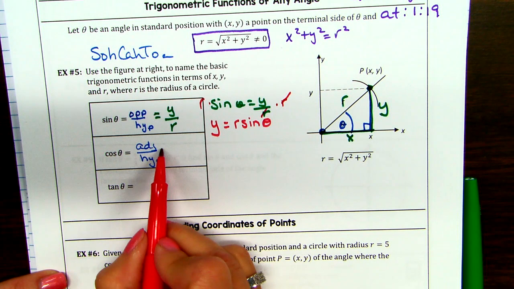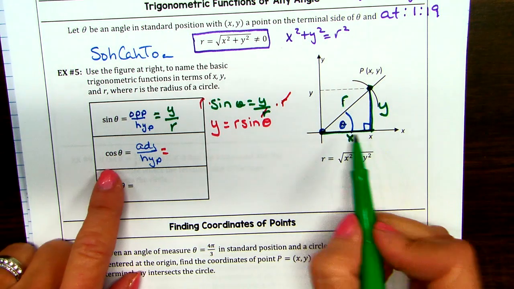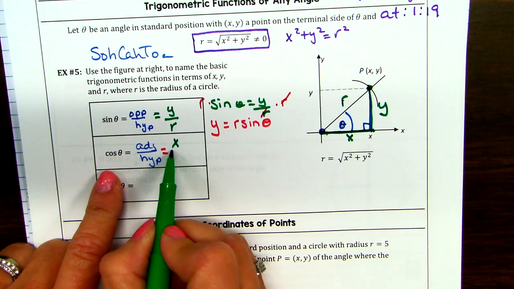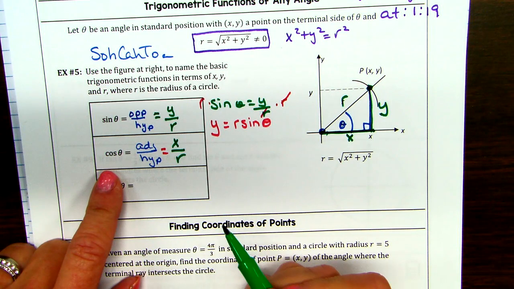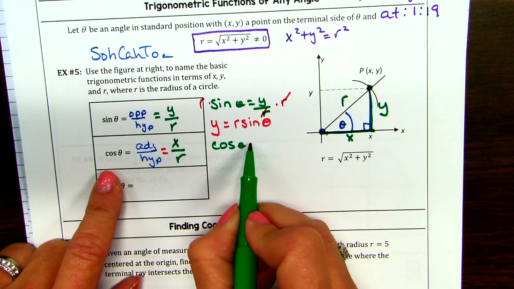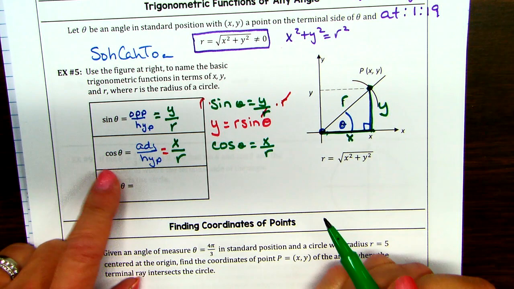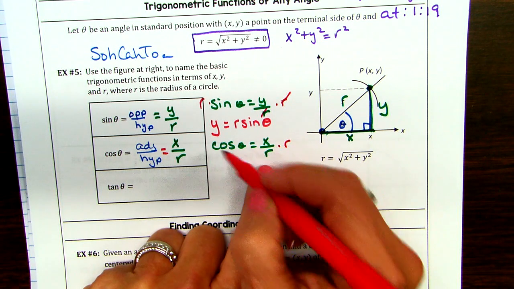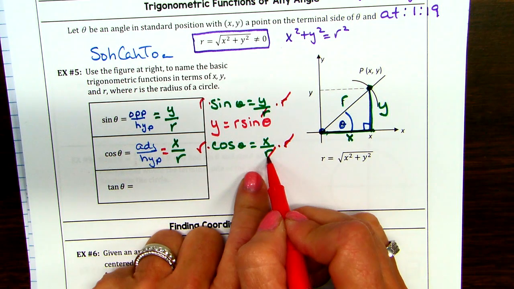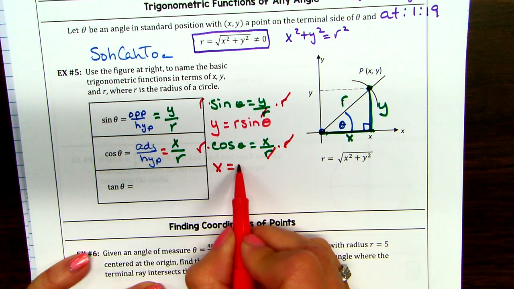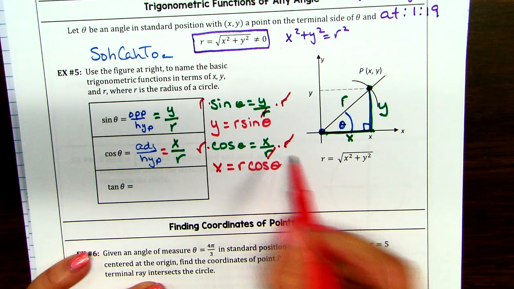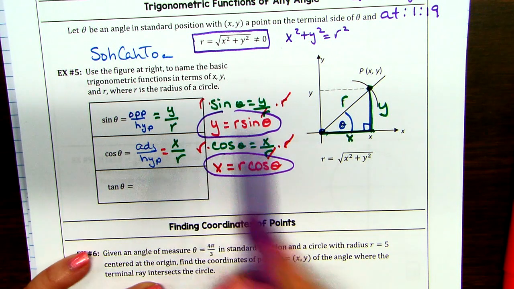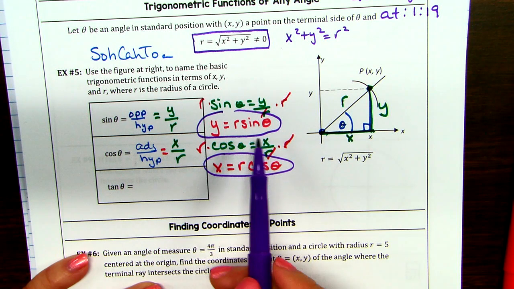I can do the same thing with adjacent. With cosine. Cosine is adjacent, which we've called x in this picture, over hypotenuse, which we called r. So cosine of theta equals x over r, and let's isolate the x, get x by itself. Multiply both sides by r, r's cancel, and then I'm going to put x over here. X equals r times cosine theta. So what we have here are two, again, I'm going to use the word modified equations, formulas that we can use to find x or y.